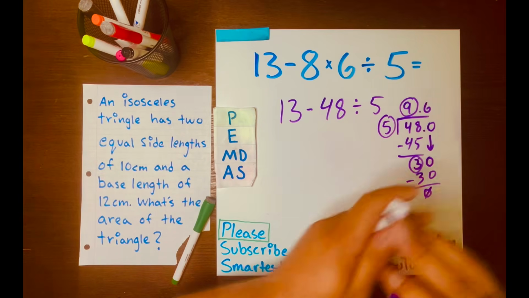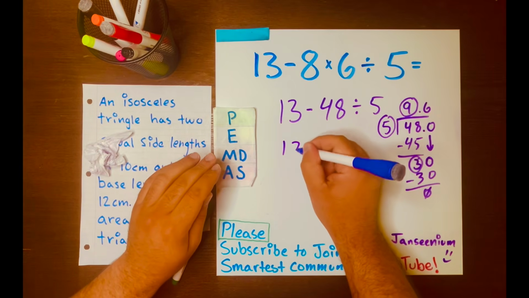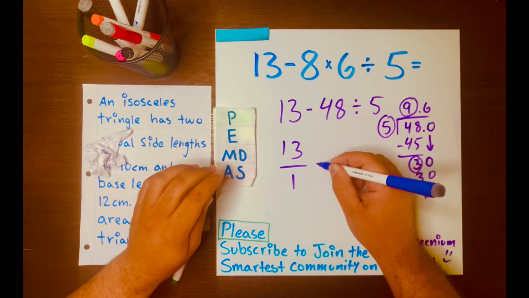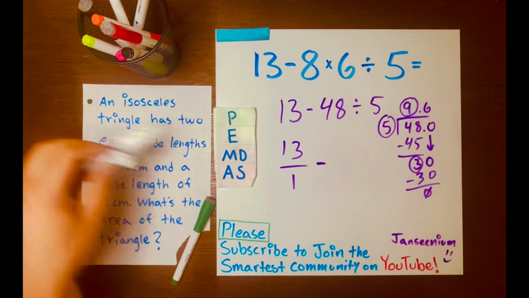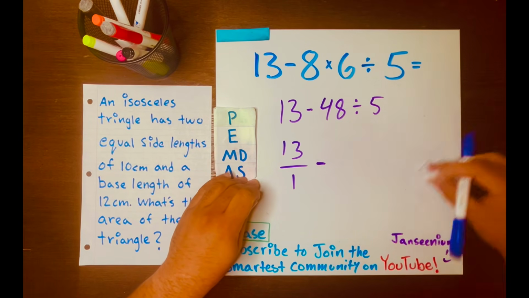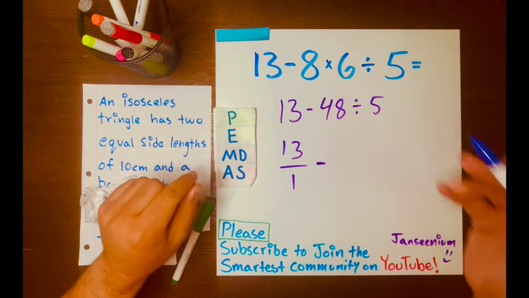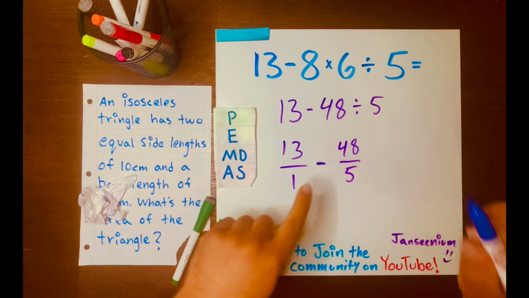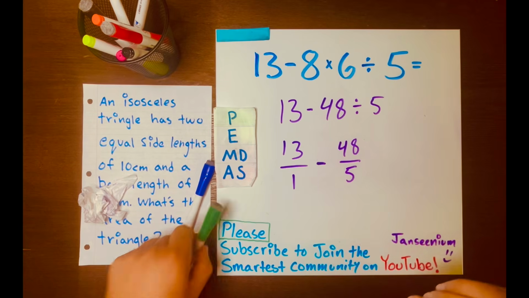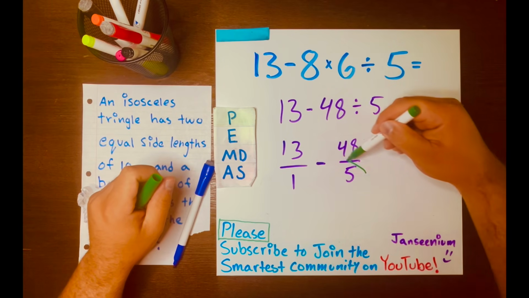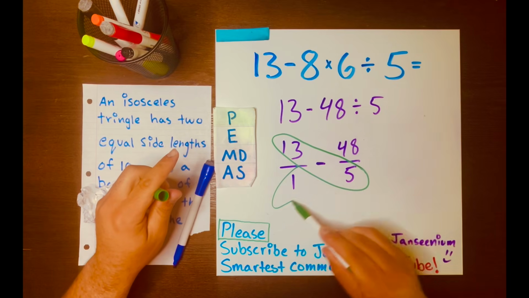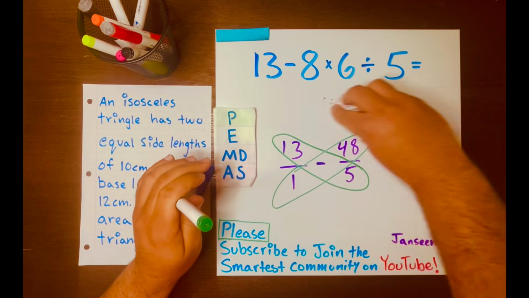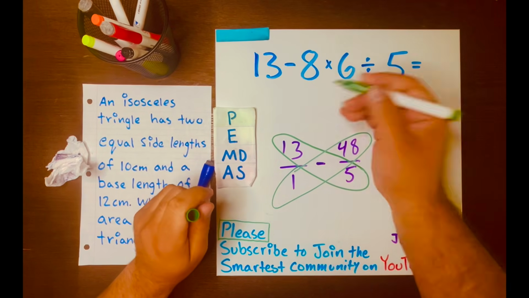Okay, so I'll write this 13 as a fraction, 13 over 1, and then drop the minus, and I'll erase this too. I'll erase this. And turn this 48 divided by 5 into a fraction, so 48 over 5. And you use the butterfly method. So you draw the wings, the antennas, and the body, and you multiply what's inside the wings, and then the result, you write those above the antennas.